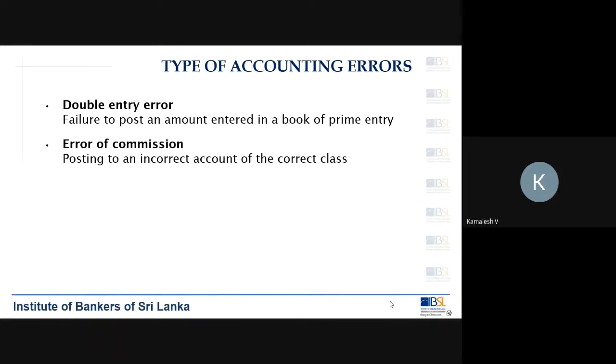Now this has nothing to do with the term commission in the usual sense. Let us try to understand what error of commission is. Error of commission is posting to an incorrect account of the correct class. Please try to understand this properly. Posting to an incorrect account of the correct class.